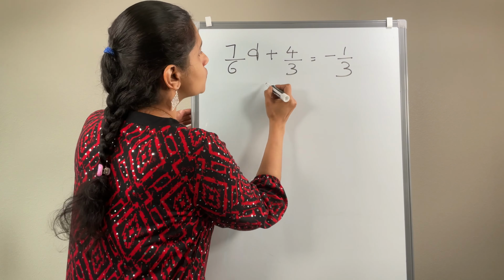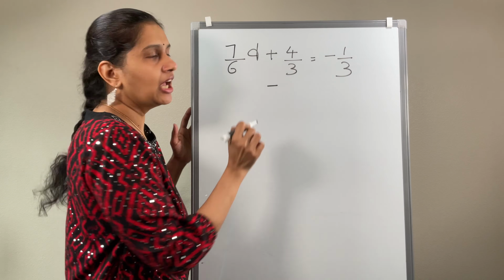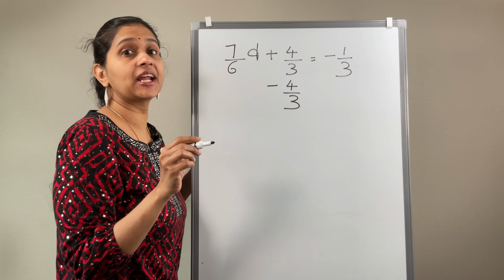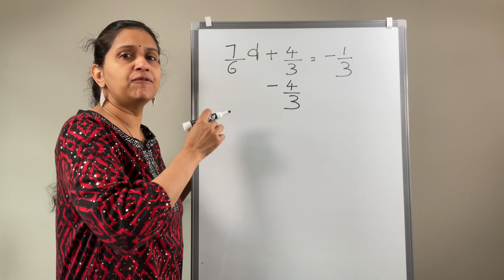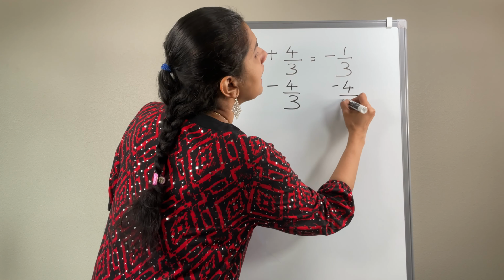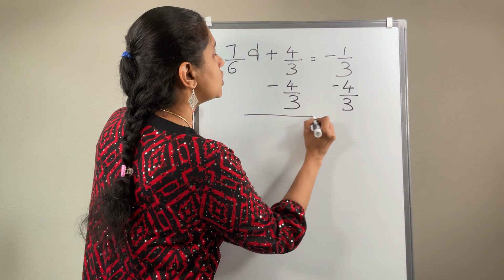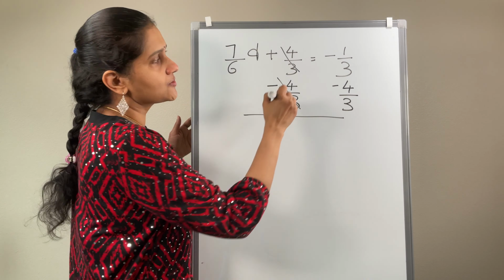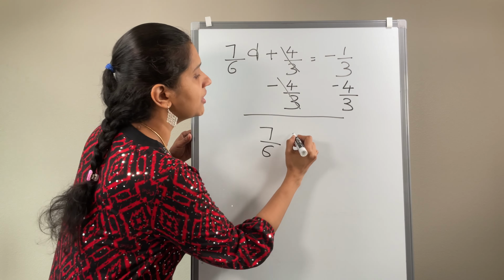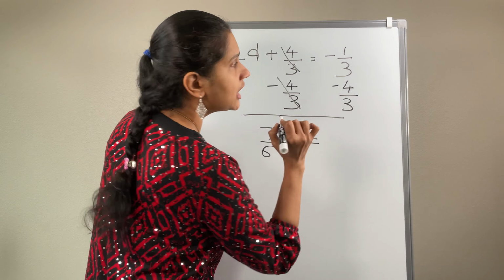To avoid this, what you should do is take the inverse of positive 4/3, which is negative 4/3. When you add or subtract a number on one side, you have to do the same operation on the other side also. So, I am subtracting 4/3 from both sides. As a result, -4/3 + 4/3 will cancel and you will be left with 7/6 d on one side. On the other side, equal to.